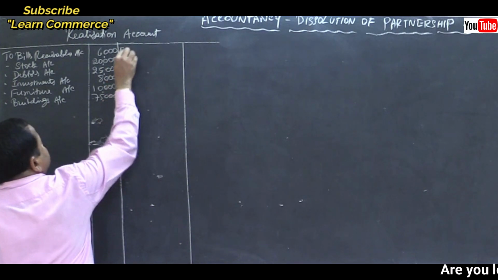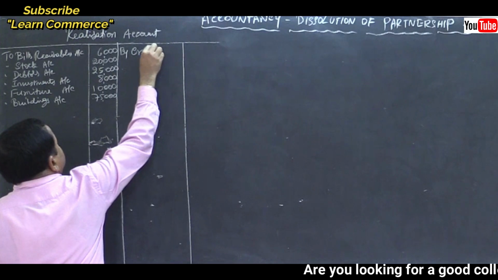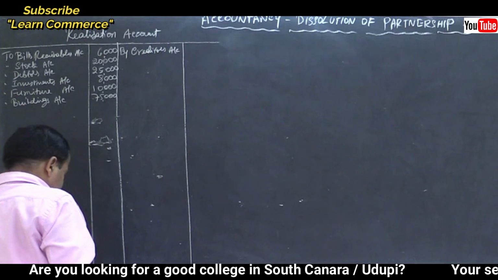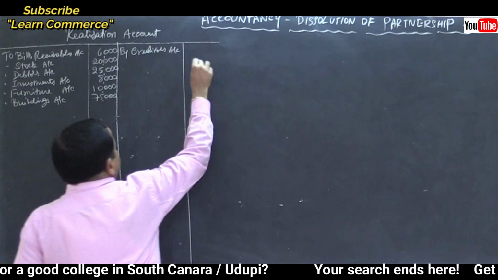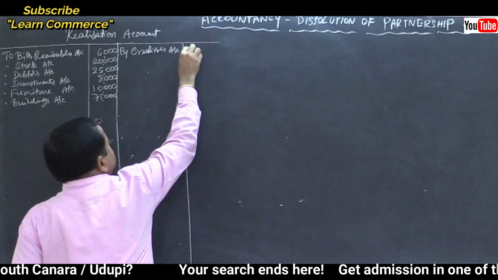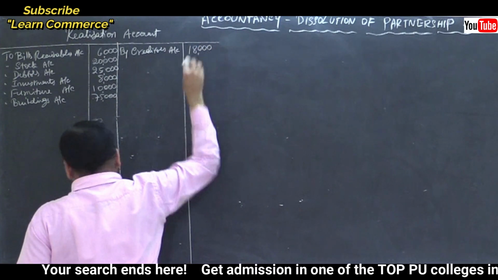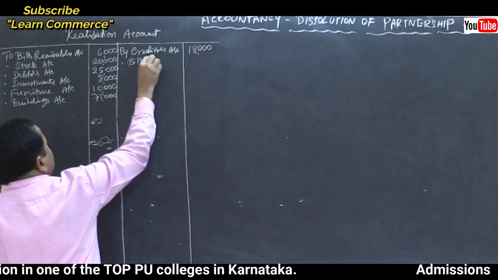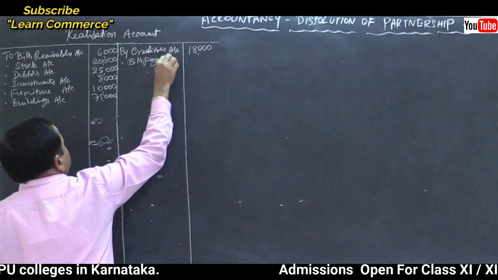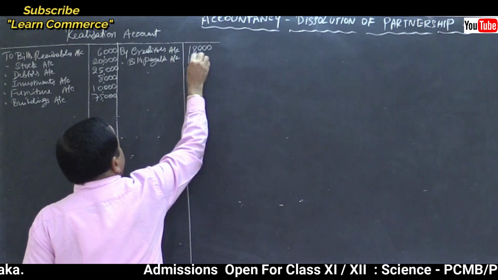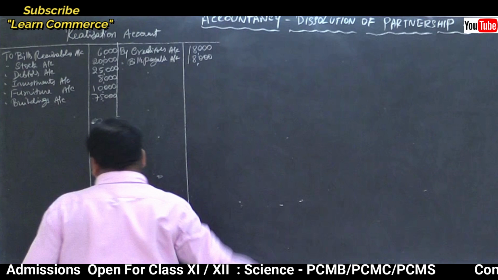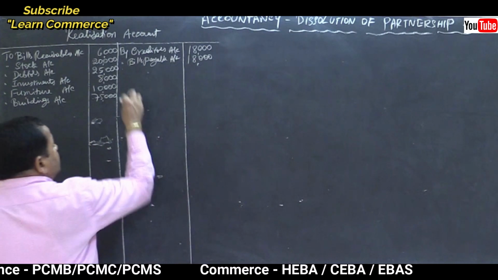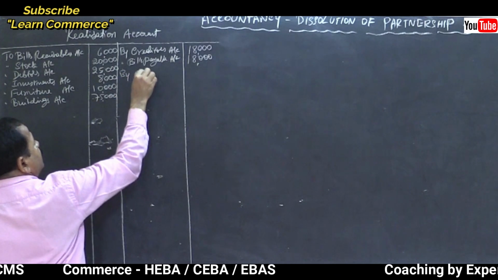Transfer all the liabilities by creditors account. By creditors account, how much? 18,000. 18,000, is it? Yes. 18,000. And bills payable 18,000. Bills payable account 18,000. Then we will get cash when we sell the assets.